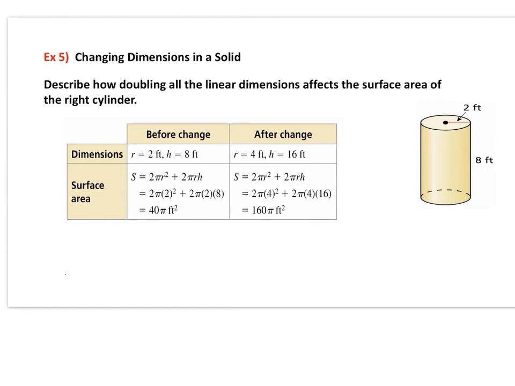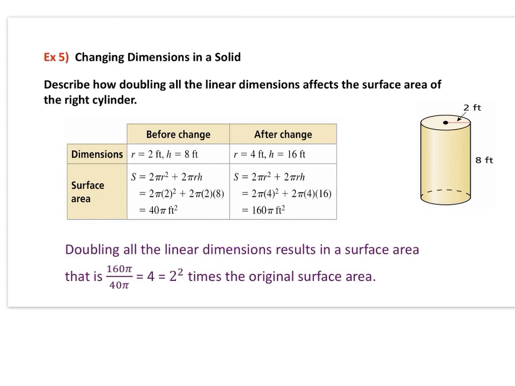So what's the effect? Compare the 40 pi to the 160 pi. How much more area do we have after we doubled all linear dimensions? So it looks like doubling the linear dimensions results in a surface area that is, and you would divide the new by the original, so the pi's divide out to be 1s, and 160 divided by 40 is 4, which is the same as 2 squared. Remember, our original was doubling the linear dimensions, and we had 2 dimensions change. So we squared the 2, that got us the 4, times the original surface area.